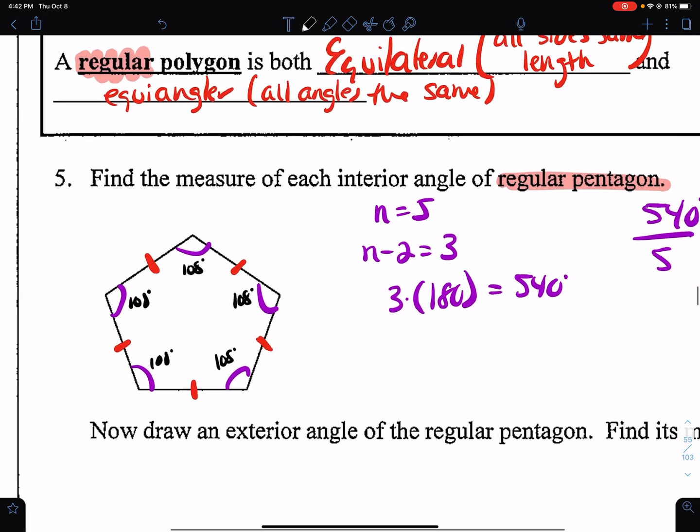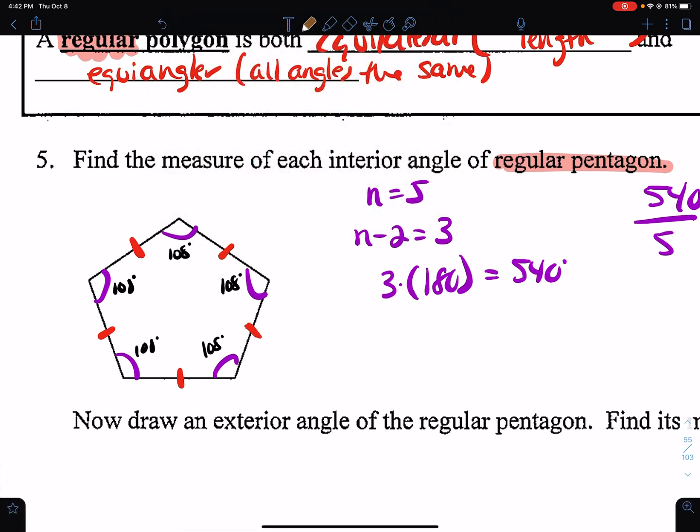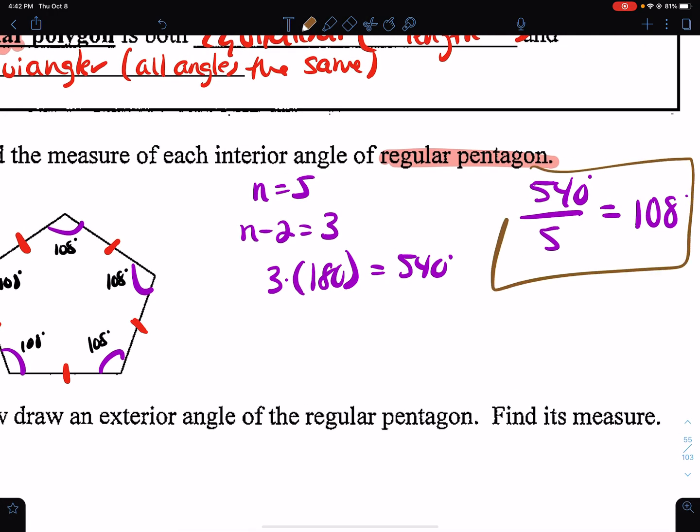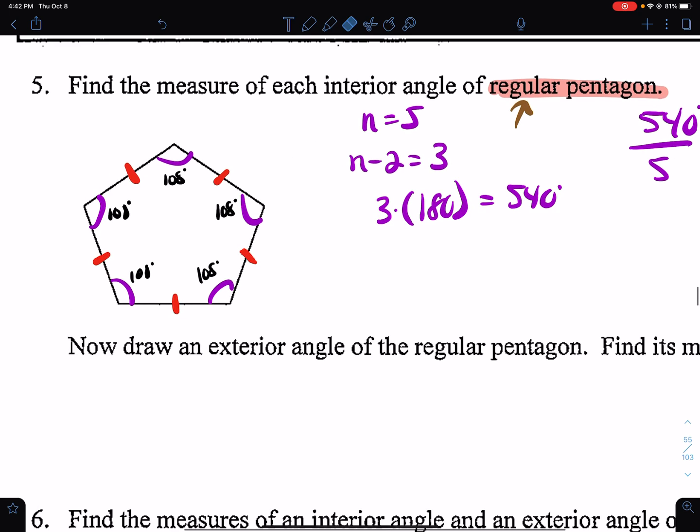So that's one really nice way to find the measures of all the angles, right? We can just add them all up and divide by the total number. And that's only true if it's a regular polygon. But we also want to see another nice, easy way to find out. We want to look at one other relationship.